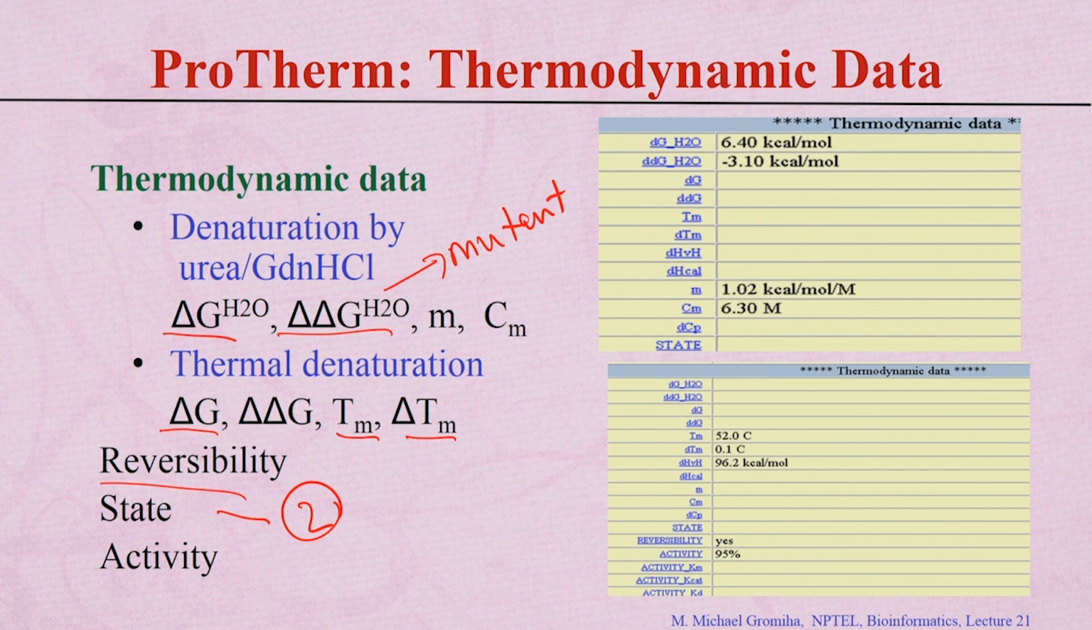So, if you see the data, here delta G H2O is 6.4 and delta delta G is minus 3.1 kilocalorie per mole, that means it destabilizes the protein up to 3 kilocalorie per mole. Then we have the thermodynamic data, we can give that Tm is 52 and dTm is 0.1 and give the enthalpy values, and there is no M and Cm because it is thermal denaturation. If it is denaturant, we give all these values. So, reversibility it is yes, because this protein is completely reversible.